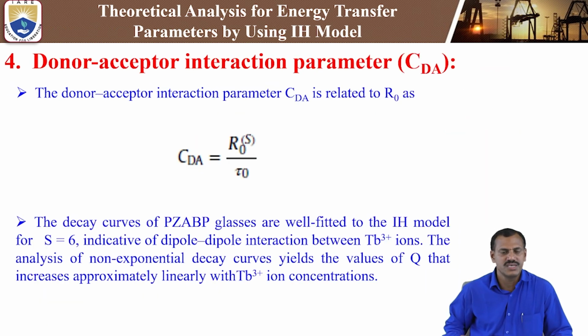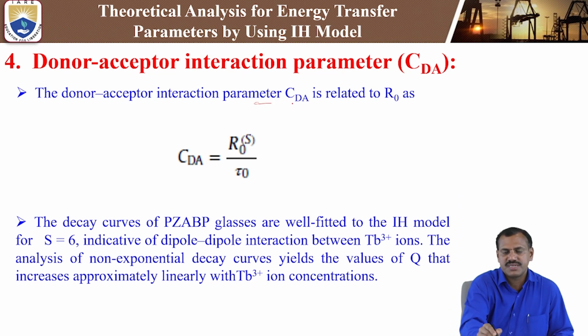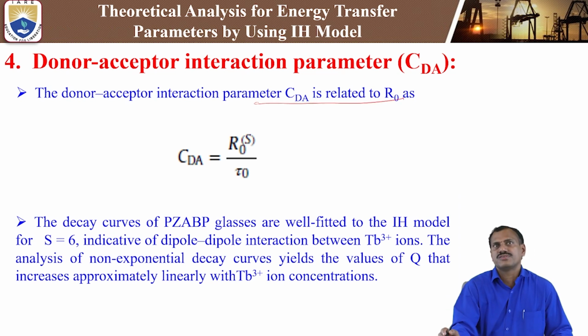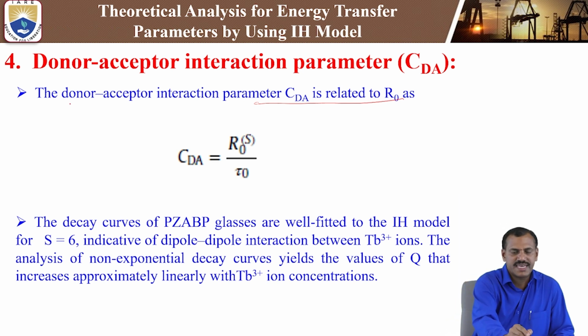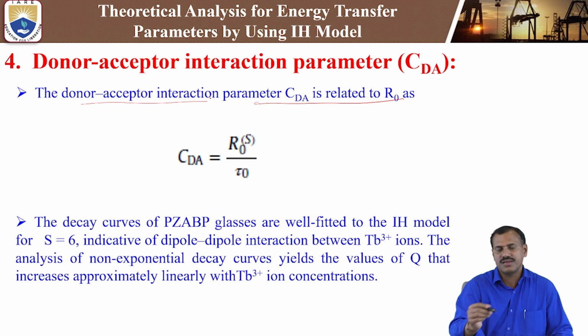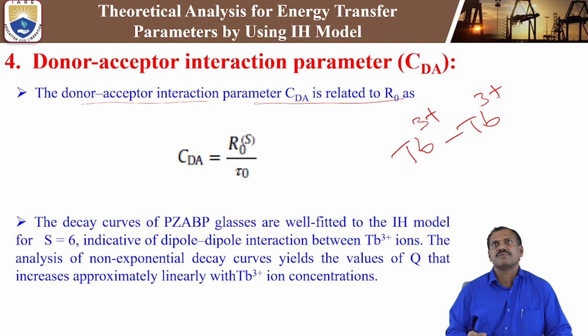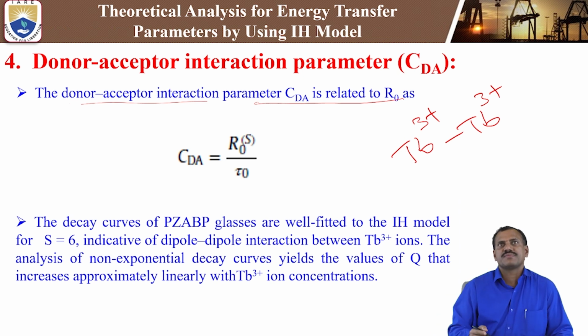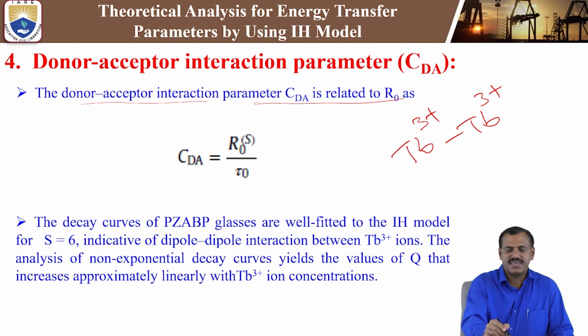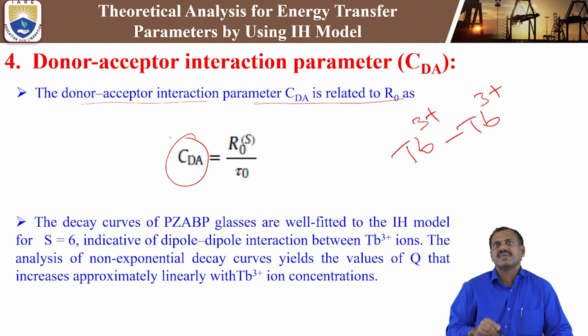Next, the fourth one is the donor acceptor interaction parameter, CDA. The donor acceptor interaction parameter CDA is related to the R naught value. R naught is the interionic distance, and CDA is the donor acceptor interaction parameter. That is the donor terbium 3 plus ion in the excited state and the acceptor terbium 3 plus ion in the ground state. What is the donor to acceptor interaction? How much is the CDA value changing with the increase in the concentration of the terbium 3 plus ions?